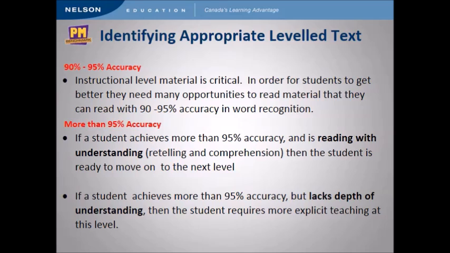So if a student is reading at more than 95% accuracy, and they've demonstrated that they have clear understanding of the text, then that student is ready to move on to the next level. If, however, the student achieves more than 95% accuracy, but the retelling and comprehension questions indicate that the student lacks depth and understanding, then the student should really continue with text at this level and have more explicit instruction in the comprehension and retelling aspect.